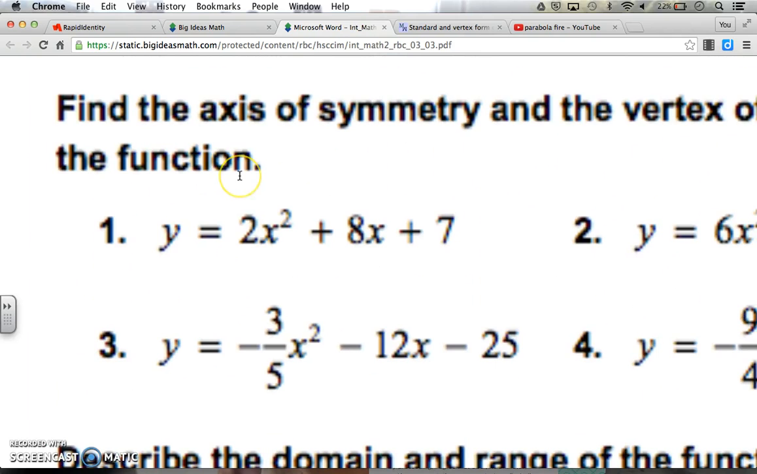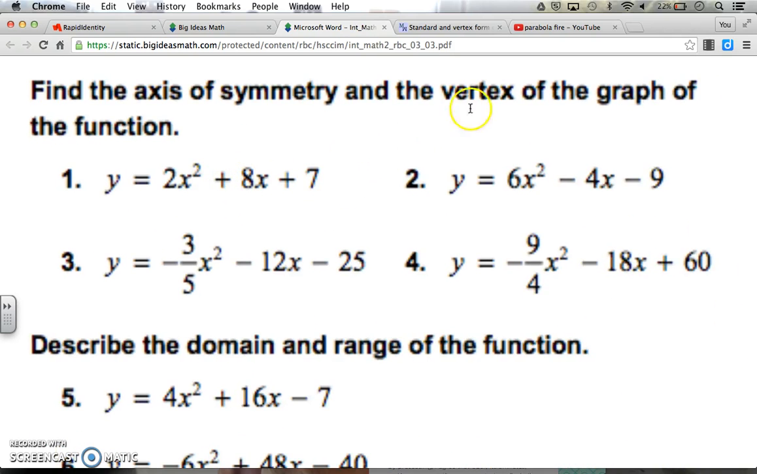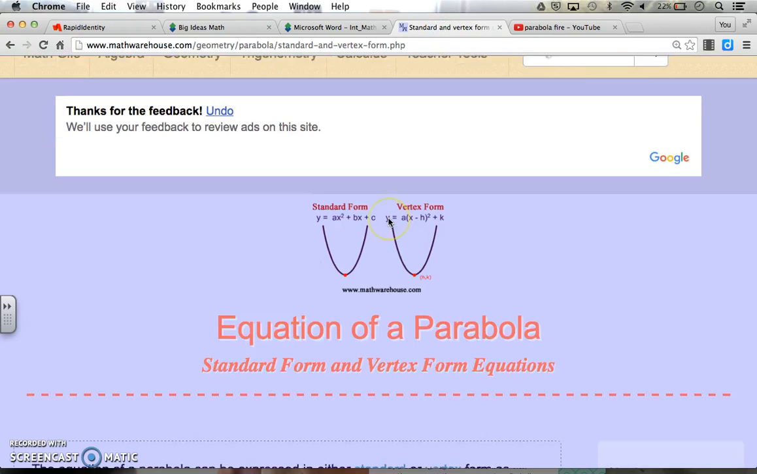Okay, so the first one says find the axis of symmetry and the vertex. Those two terms we should definitely know about already. In case we forgot, let's jump over to this web page and just refresh our memory.